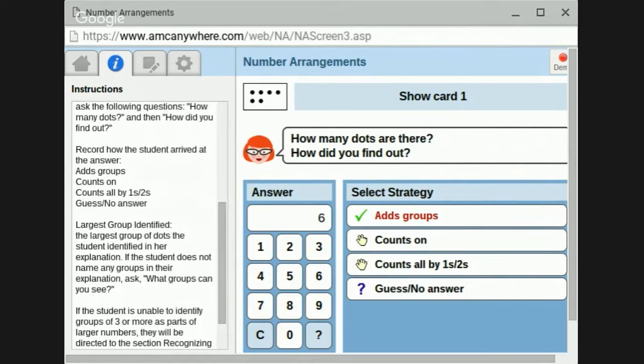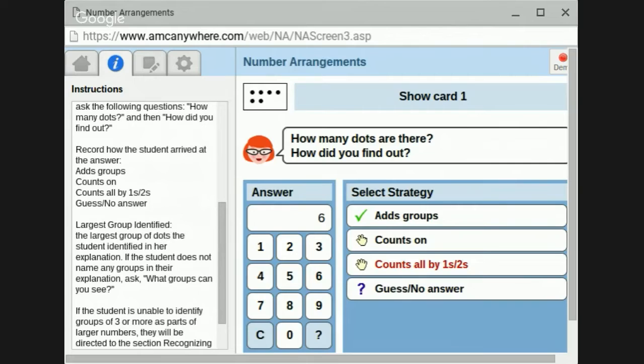The adds group strategy would mean the child says, well, I saw 4 and 2, and I knew 4 and 2 was 6. Okay, so that's add groups. You can see those groups that they put together. Count on means that they started at a number and counted from there. So you might hear a child say 4, talking about their group of 4, and then say 4, 5, 6. That would be a counting on strategy.